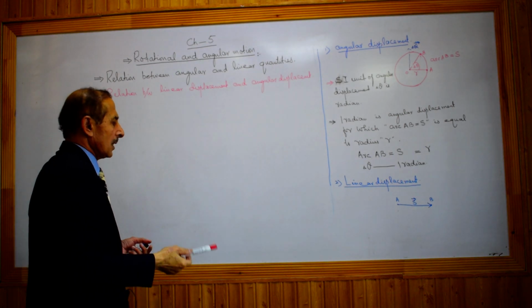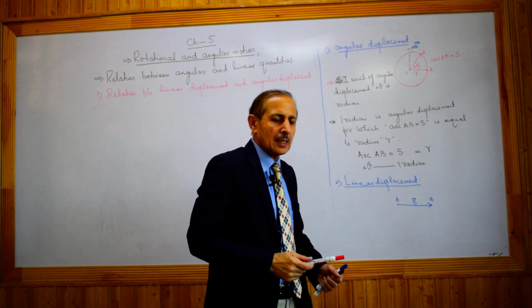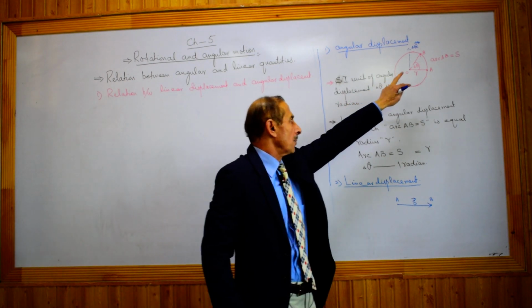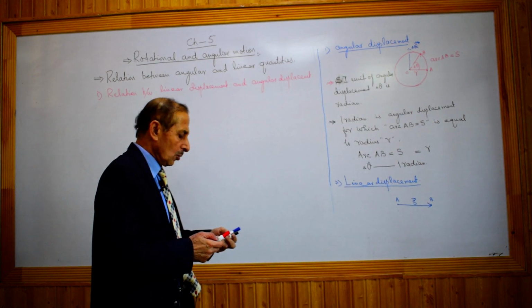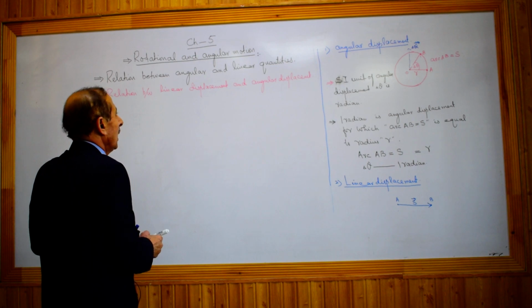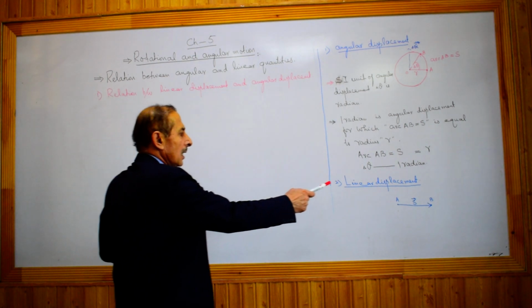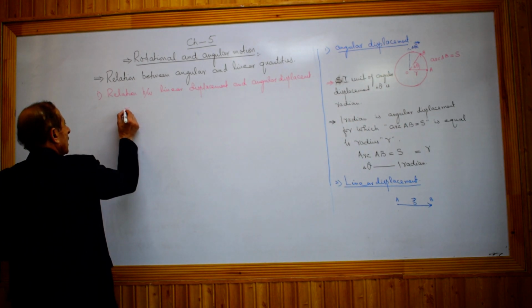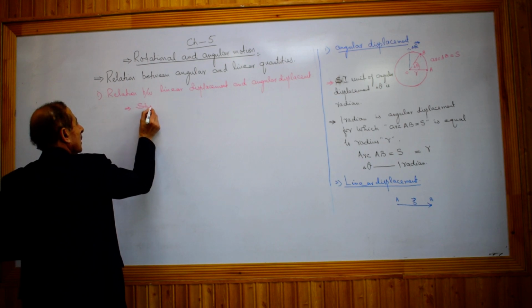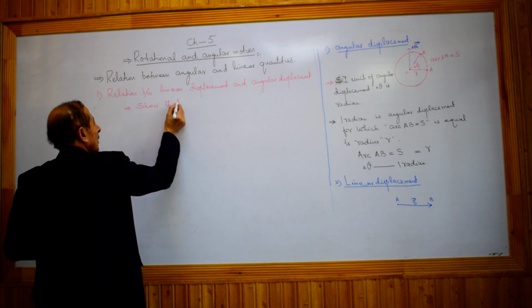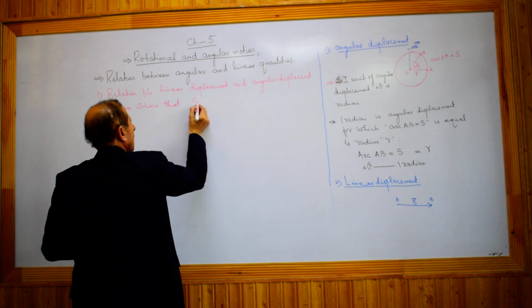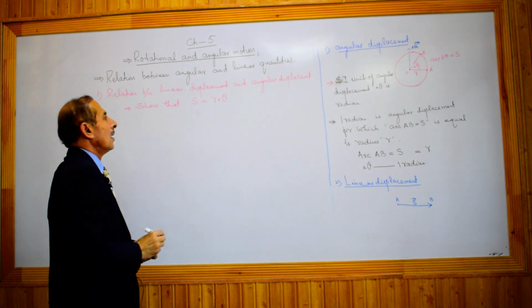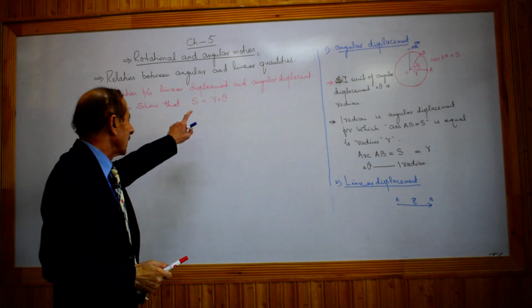Linear displacement is represented by S, and angular displacement is represented by delta theta. So we have to derive the relationship between linear displacement S and angular displacement theta. Or we can say, show that S is equal to R delta theta. And we have to derive that equation.